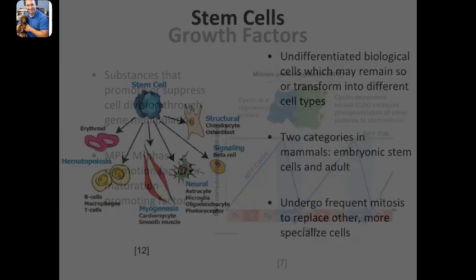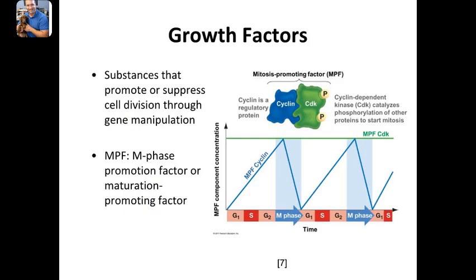There are these compounds that are protein in nature, and they're called growth factors, and growth factors are responsible for making things happen. These substances promote or suppress cell division by messing with the genetic code, or the DNA.